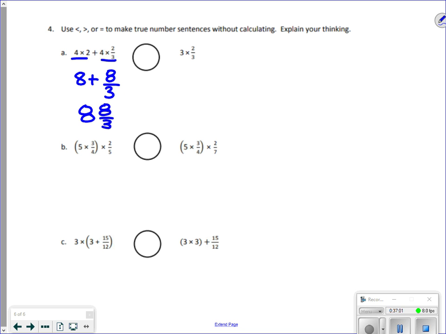3 times 2/3 is 6/3. So 6/3 is improper. What is it? 2. I need 2. Okay. So which way does my symbol go? This way. Do you see how easy that is? That is so easy. So I want you to do this one and do that one. All right.